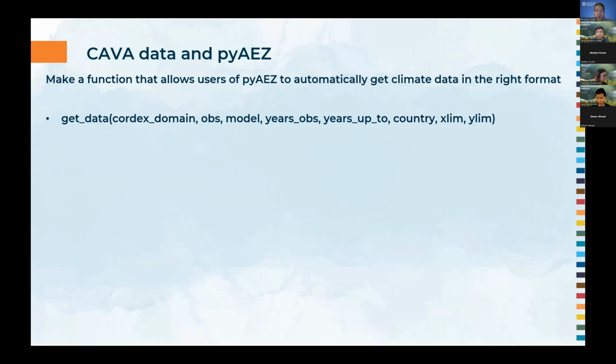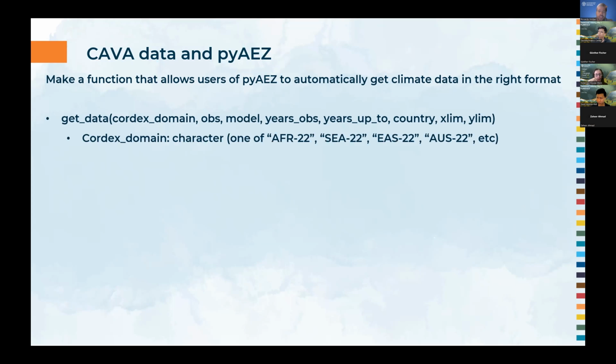So how are we going to integrate the CAVA Analytics climate data for PyAEZ? We're working on a Python function. This is an example of how the function could look, and it could be made available, for example, in the climate module. These are the arguments of the function. One of the arguments is that you have to specify the CORDEX domain. This would be a character, and these are potential CORDEX domains.